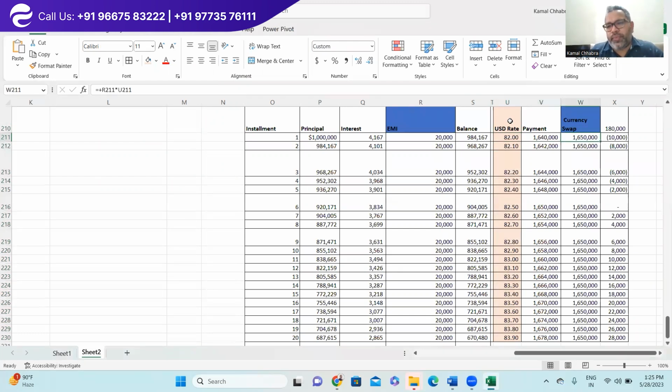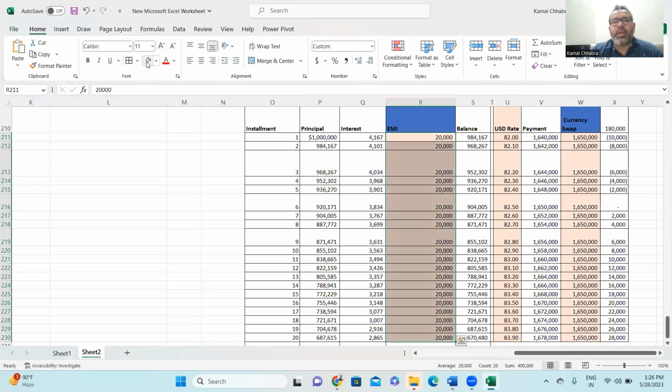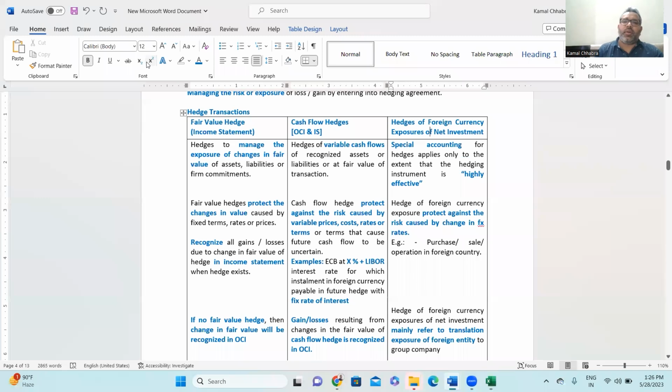So here you fix this currency swap: you'll be paying 16,50,000 month over month, and in exchange of that, you'll be getting $20,000 from the bank. So here you fix your exposure. Your exposure is 16,50,000 month over month, and the bank will give you $20,000 to repay your loan and interest. That is called foreign currency exposure hedge.